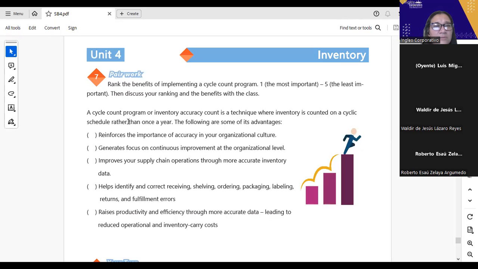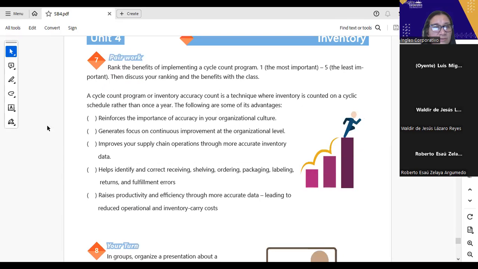A cycle count program, or inventory accuracy count, is a technique where inventory is counted on a cyclic schedule rather than once a year. So the following are some of the advantages. You have to say which one is the most important and number five, the least important. Try to do it on your own, then we're going to compare and discuss why we say that. All right, you get 2 minutes to do it.